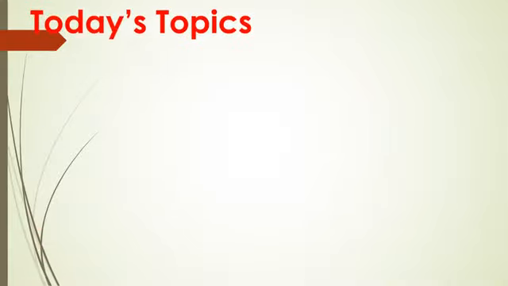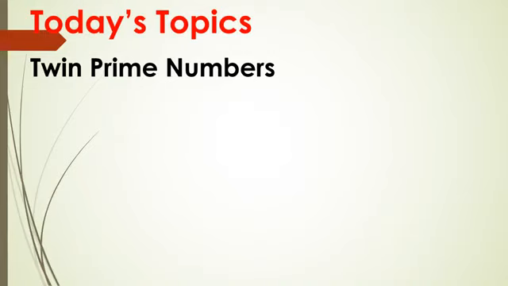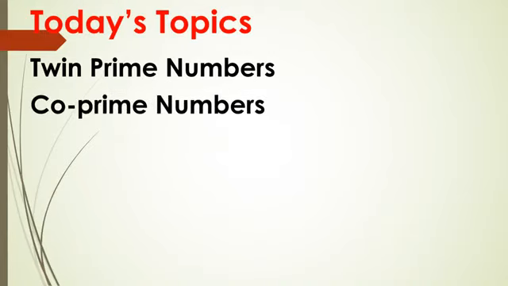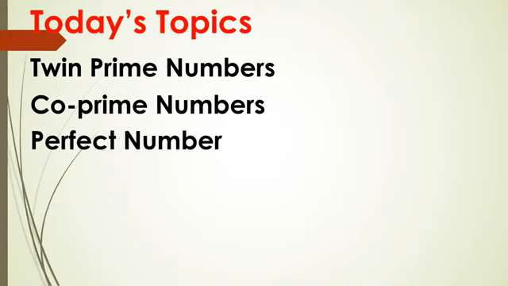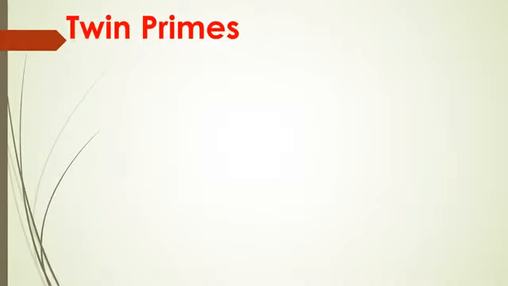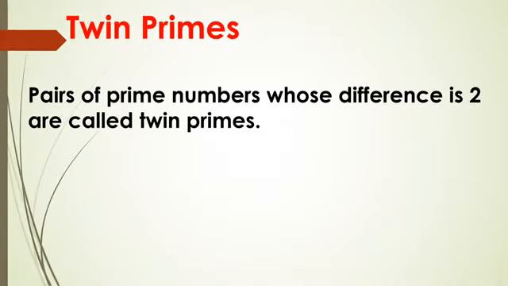Today we will do three very small topics. First is twin prime numbers, second, co-prime numbers, and third, perfect numbers. Let's start with twin primes. A pair of prime numbers whose difference is 2 are called twin primes.